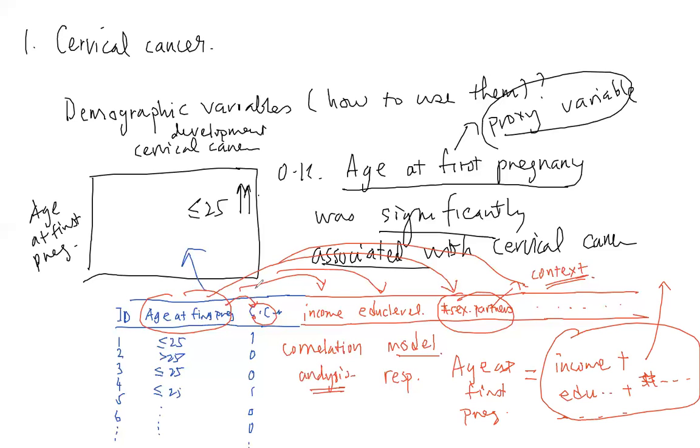Because some of these demographic variables are closer to the cause rather than this thing. This is definitely just a proxy, okay? Age at first pregnancy.